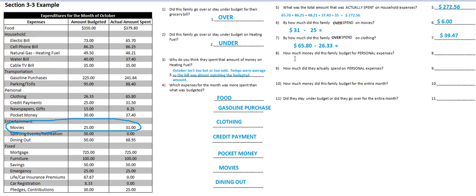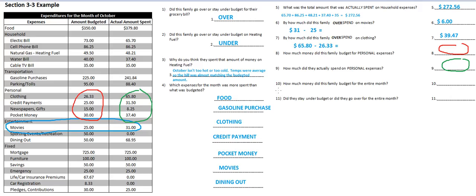How much did this family, for number 8, budget for personal expenses? Well, what you do is you add them up. You add up the amount that they budgeted for personal expenses. And I'm not going to go through and do that right now because I think you kind of get the idea. But we add up all those numbers and we write the total right there. Number 9, how much did the family actually spend on personal expenses? Well, you add up these numbers and then you write that right there. Once again, I'm not going to go through and show you the work on this. I think you kind of get the idea.